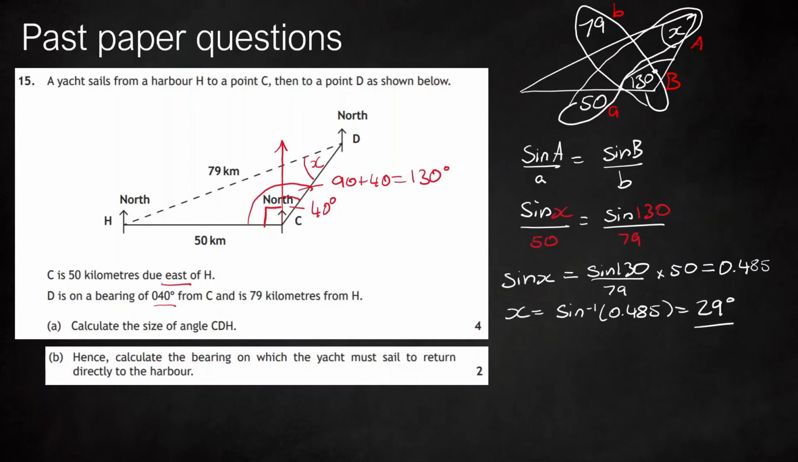Okay, so that's done part A. But part B is asking us to find the bearing on which the yacht must sail to return to the harbour. So that's the bearing to H, and where are we right now?